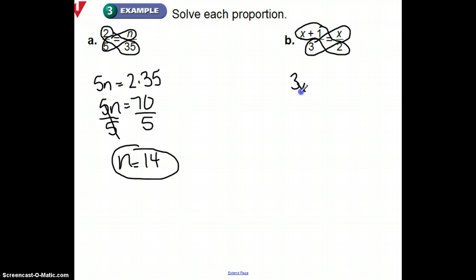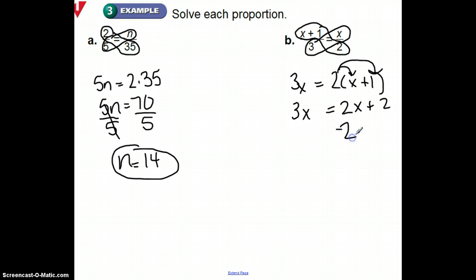So 3x and 2 and x plus 1. So 3x equals 2x plus 2. All I did was distribute this 2 to both items. I'm trying to make this look a little simpler. Subtract 2x. So 1x equals 2. So x equals 2.